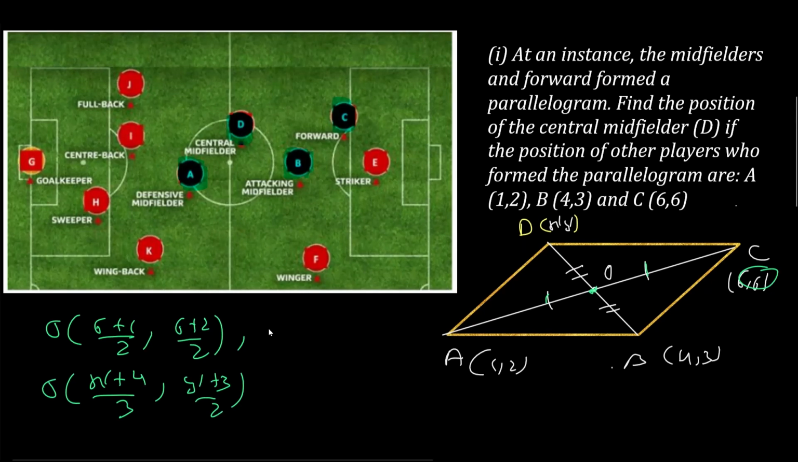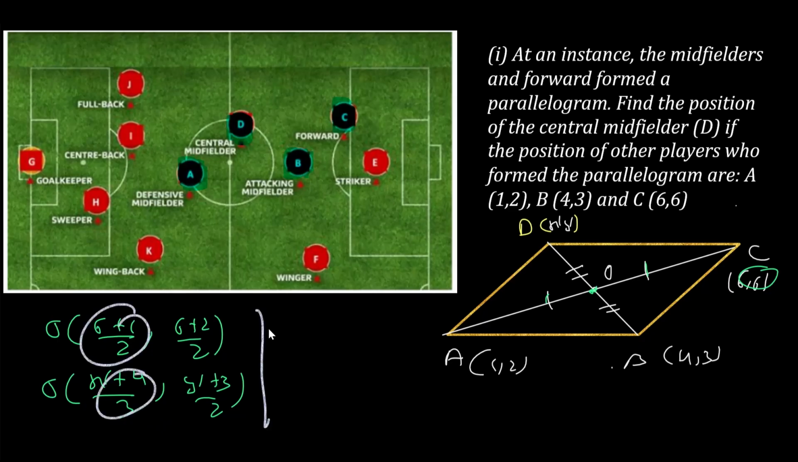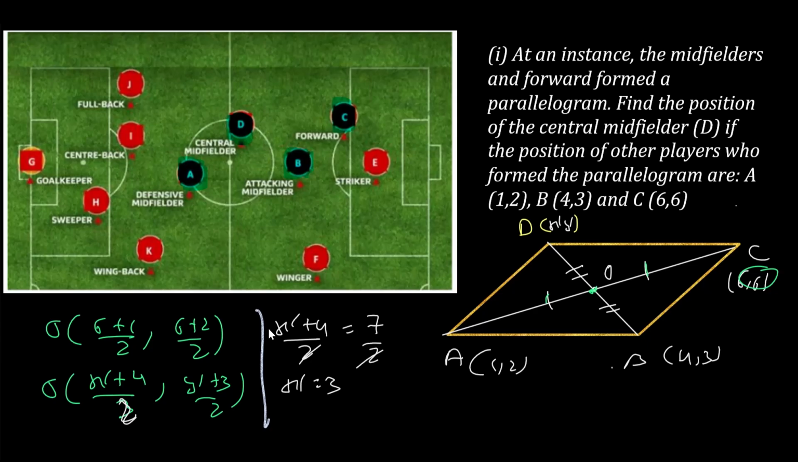But then you should know that these are both the x coordinate of the same point, so we can equate them. I repeat, this and this must be equal because they are the x coordinate of the same point. So x dash plus 4 over 2 should be equal to, this is 2, not 3, 7 over 2. This is 6 plus 1, that is 7. The 2 gets cancelled. We get x dash as 7 minus 4, which is 3.